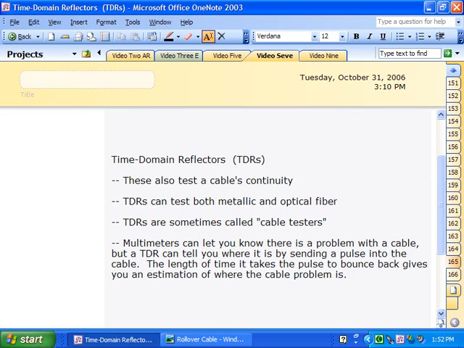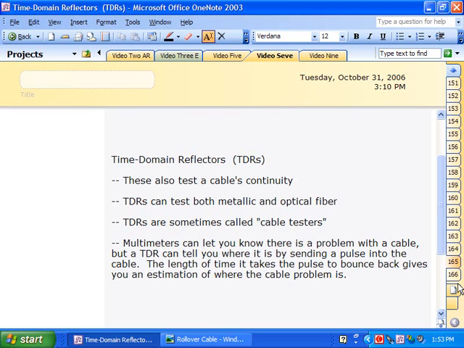What the TDR will do is analyze the amount of time it took that pulse to bounce back. Because what's going to happen is the pulse will go down the wire, and when it hits the break, it's going to bounce back. And the length of time it takes for that to happen will give you, through the use of the TDR, an estimation of where the cable problem is. So it's really a fantastic device. I've used them several times, and they really can help you locate a cable problem.